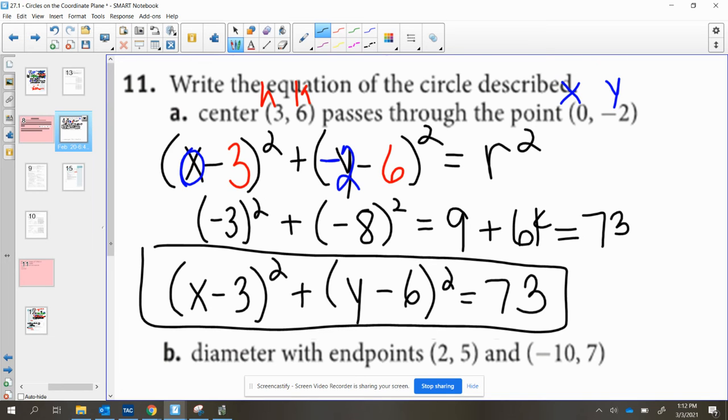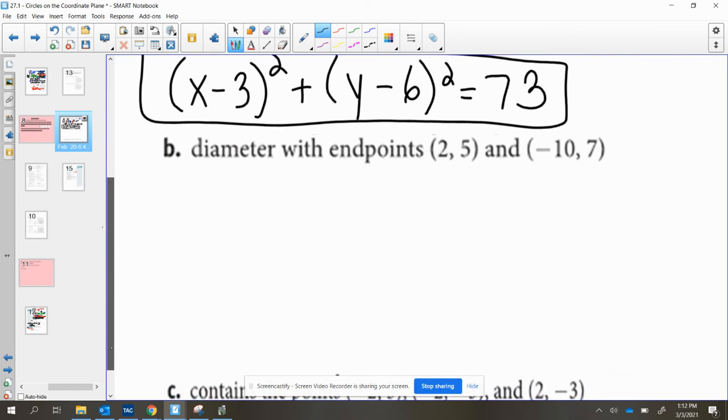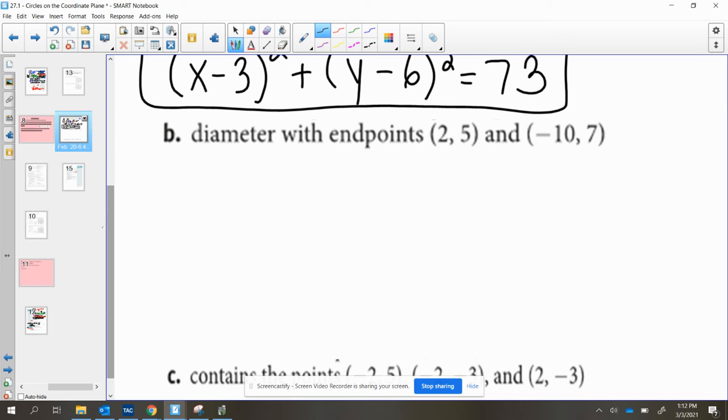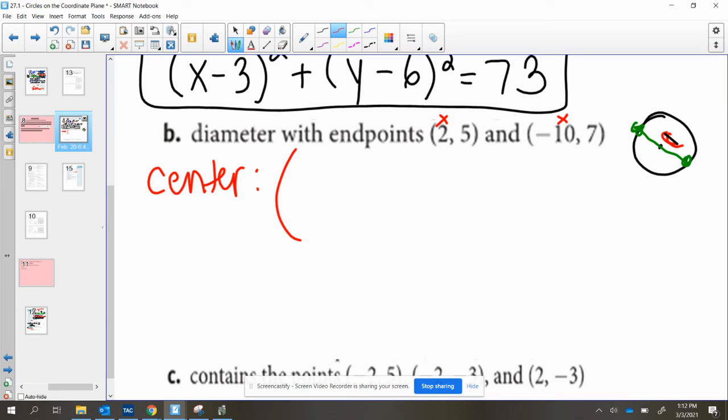And then one more like we talked about today with the diameters, with the endpoints. What we would need to do here is we would need to start by finding the center, because remember we have the diameter endpoints here and here. These are points on the circle. We need to start by finding that midpoint of them, which is the center of our circle. So our center is going to be found at the midpoint. So we're going to add up our two x values and divide by 2. And then we're going to add up our two y values and divide by 2.